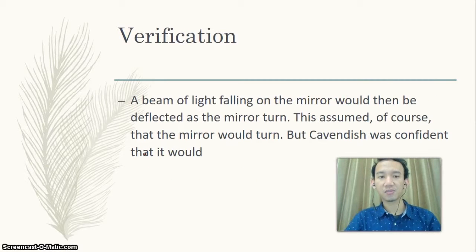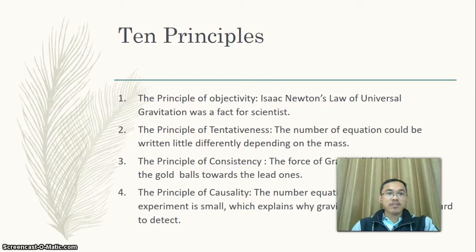And then next we move on to the verification. A beam of light falling on the mirror would then be deflected as the mirror turned. This assumed, of course, that the mirror would turn, but Cavendish was confident that it would turn. So, we go to the 10 principles.